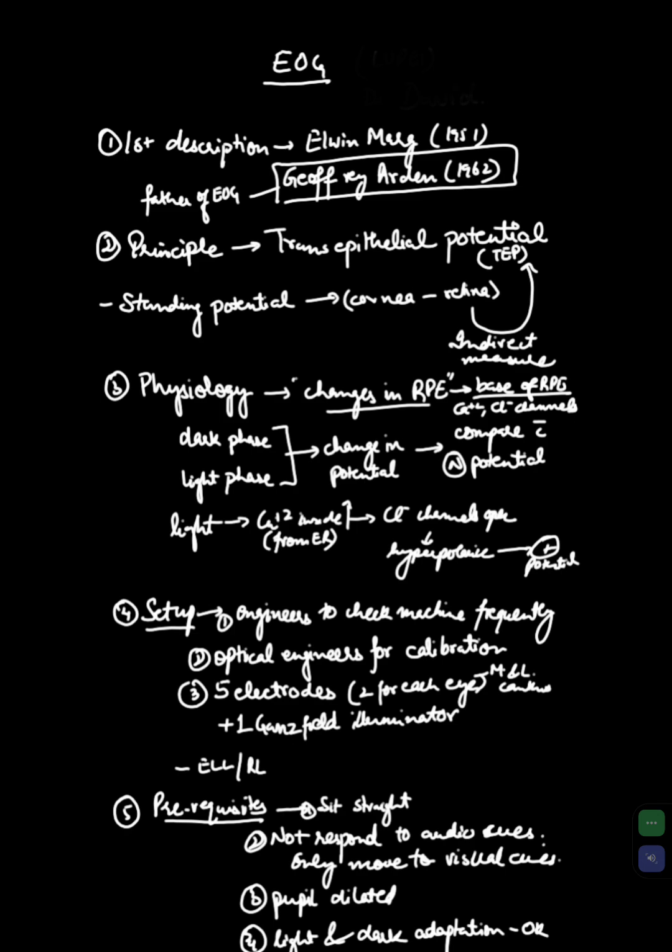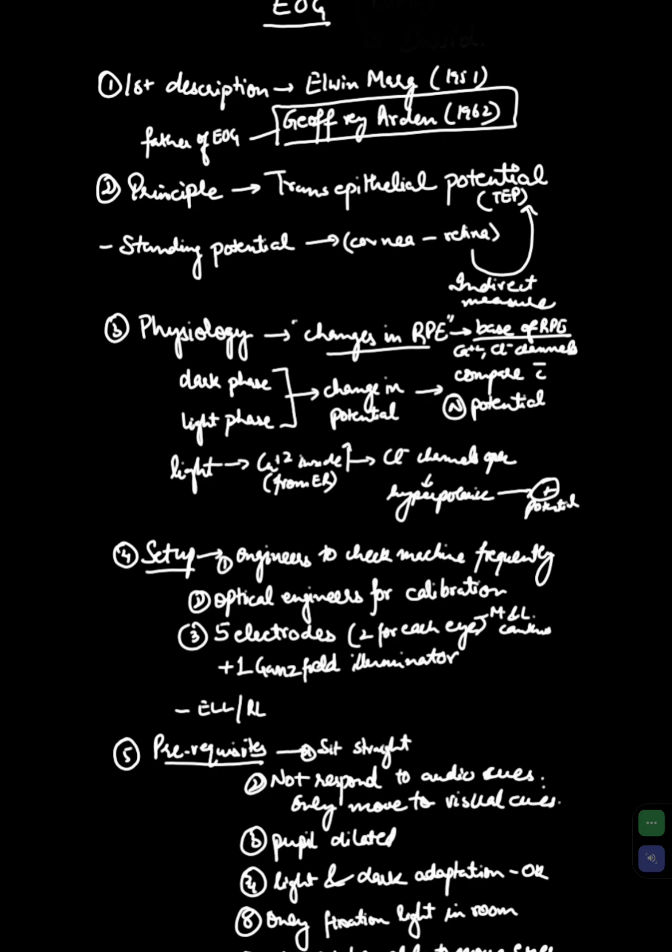What is the setup needed for EOG? We need engineers to check the machine frequently. We need optical engineers for calibration of the machine. We have 5 electrodes, 2 electrodes for each eye, that is the medial and the lateral canthus, and one Ganzfeld illuminator, and one electrode as the ground electrode.